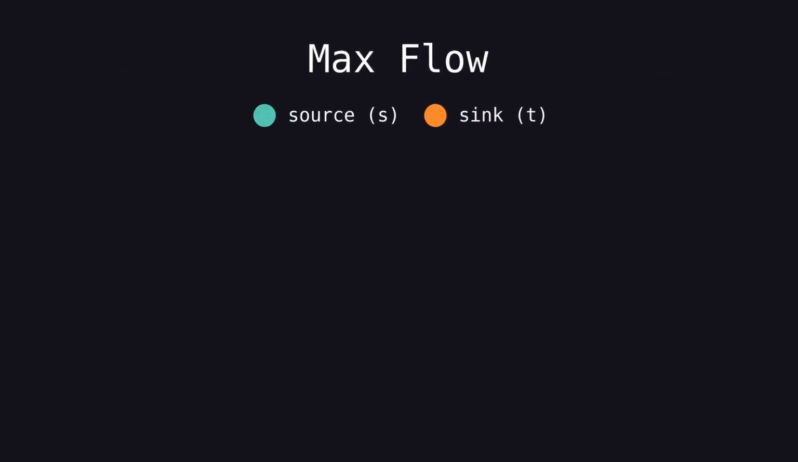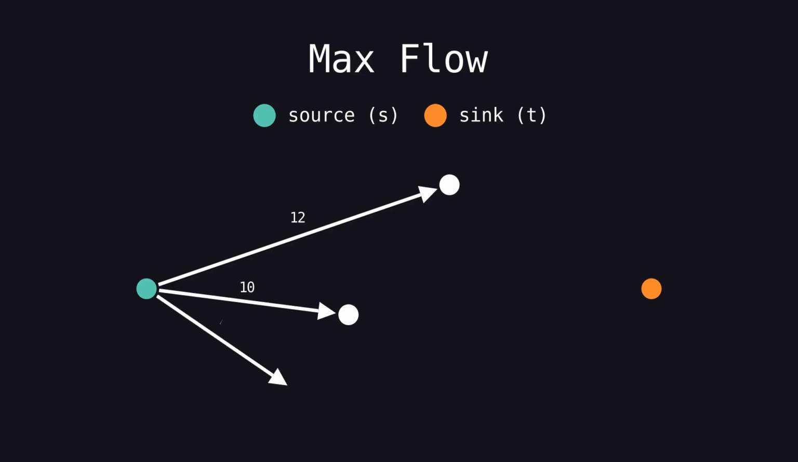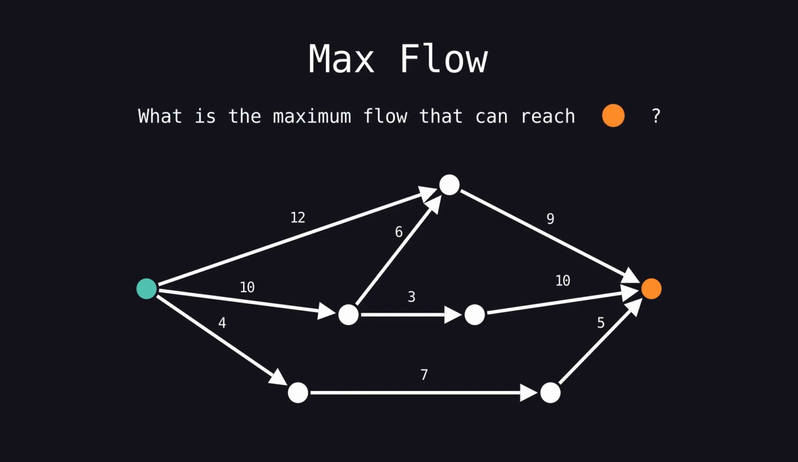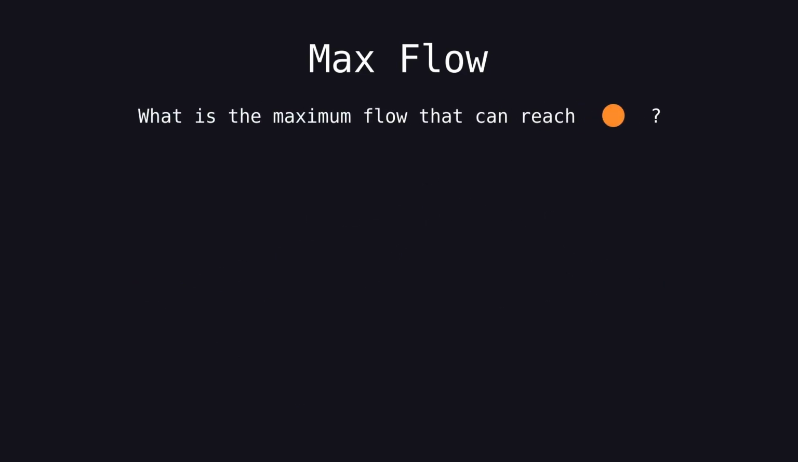But what is a max flow problem? Imagine you have a graph which has a source node where flow is emanating from and a sink node where the flow will reach. Nodes are joined with weighted directed edges, where each edge weight defines the maximum flow or capacity which can be sent through this edge. Then the goal of the max flow problem is to determine what is the maximum flow that can reach the sink given the capacity of edges in the graph.